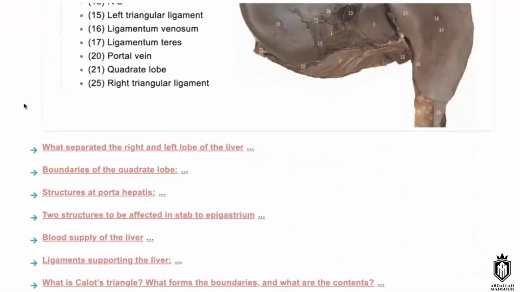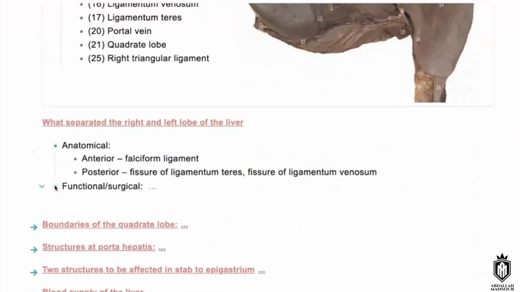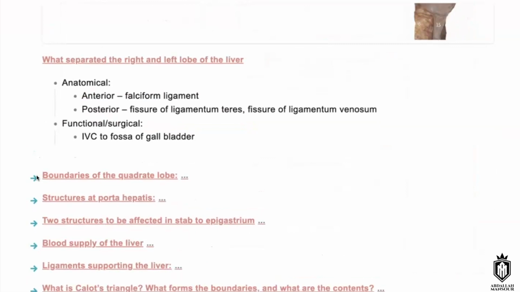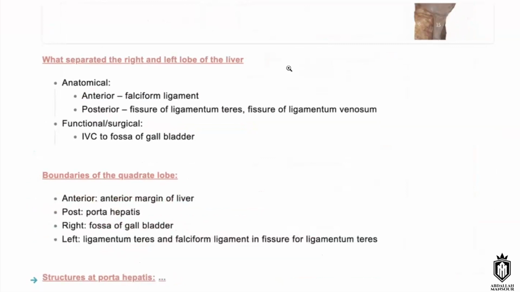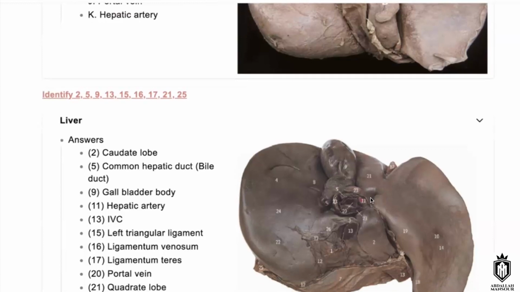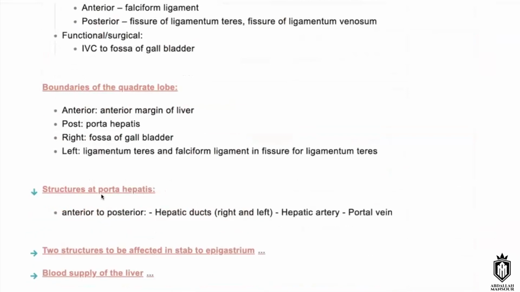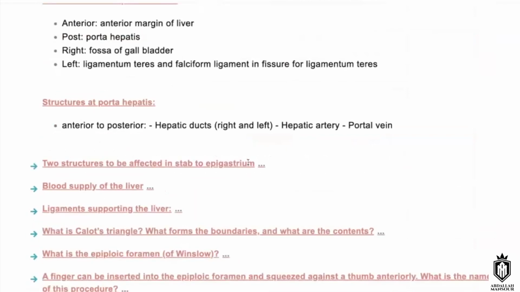That's fine. Yeah, we talked about what separates the right and left liver anatomically and functionally or surgically. And we talked about the boundaries of the quadrate lobe. Basically, I think we said it's one of the potential questions. You can just look at the diagram, say, right gallbladder, falciform, and also the porta hepatis superiorly and the inferior border of the liver. We said the structures in the porta hepatis. And if you have a stab in the epigastric region, what organs can be affected? The left lobe of the liver and stomach.